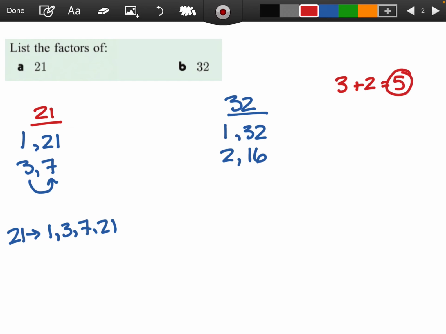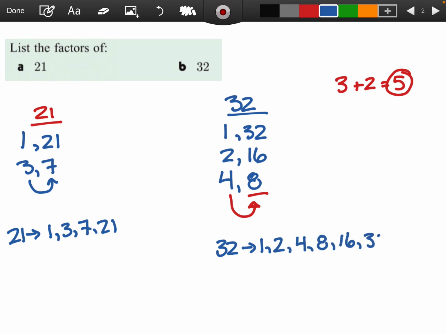Next, I'm going to try 4, and I know from my times tables that 4 and 8 will give me 32. Next, I'm going to try 5, but again, it doesn't end in a 0 or a 5, so I know that's not going to work. I'm going to try 6, maybe I'm not sure, so I'm going to grab a calculator. I'm going to try 7, and then the next number I would try is 8, which is already in my list on the other side, so we've kind of met ourselves on the other side, so I know that I am finished listing out those factors. So 32 gives me 1, 2, 4, 8, 16, and 32.